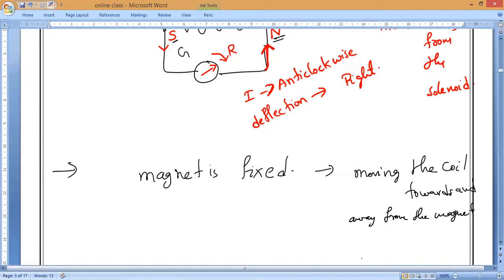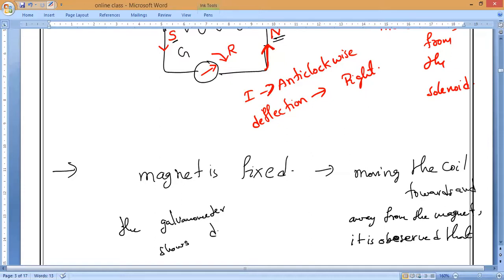So both experiments are the same, only away from the magnet. It is also observed that the galvanometer shows deflection as long as the coil is moving.